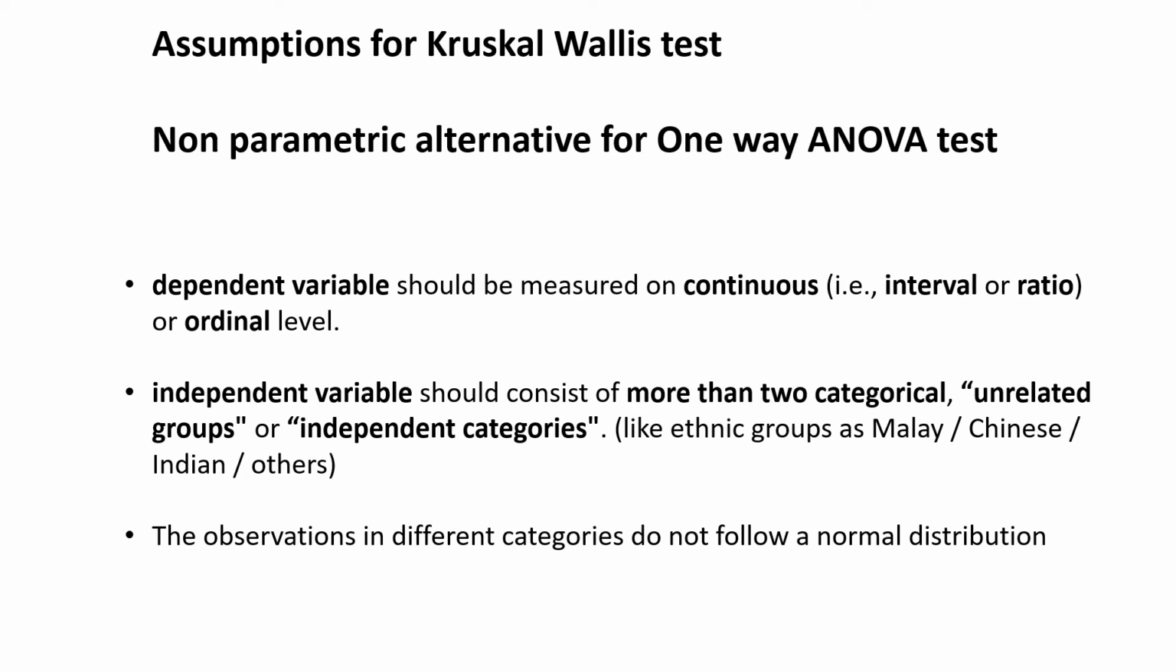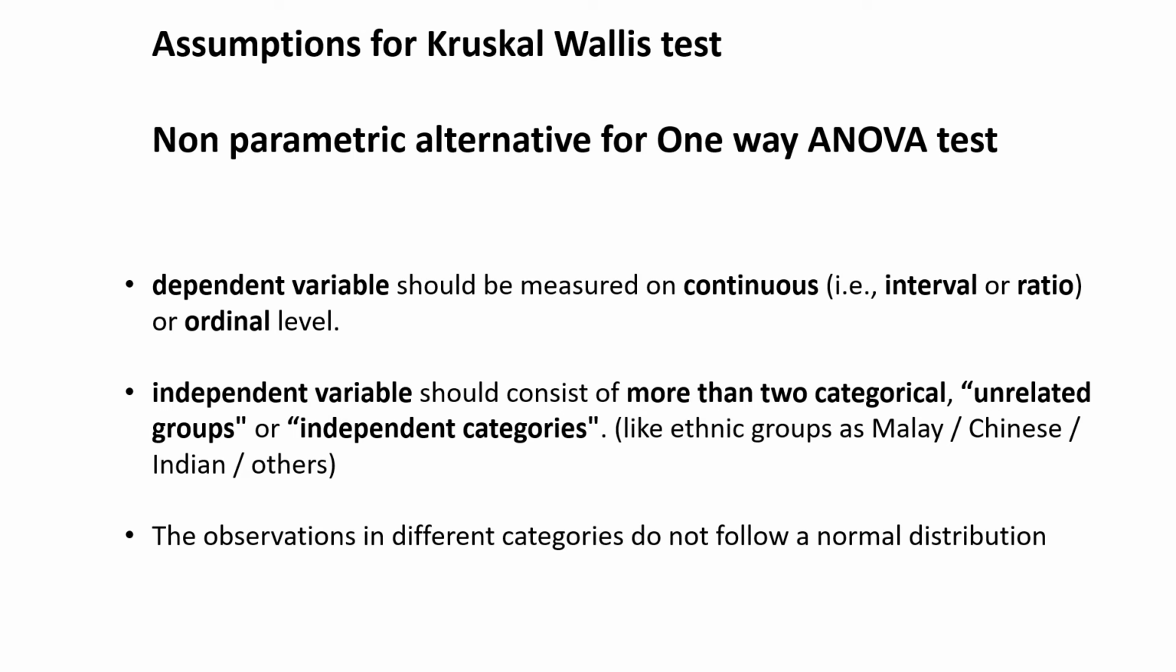Now we can go through the assumptions for the Kruskal Wallis test. The Kruskal Wallis test is the non-parametric alternative for the one-way ANOVA test. What are the assumptions? The dependent variable should be measured on a continuous scale or ordinal scale. Continuous can be interval scale or ratio scale. Ordinal is ordinal categorical.